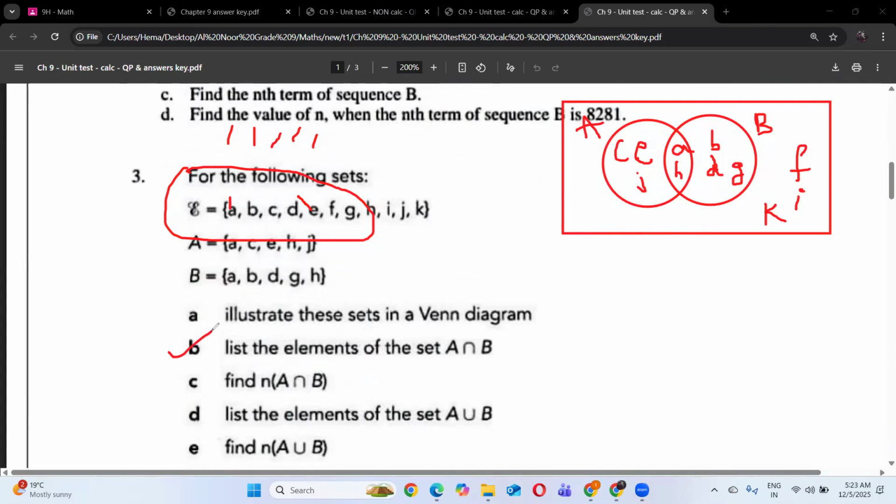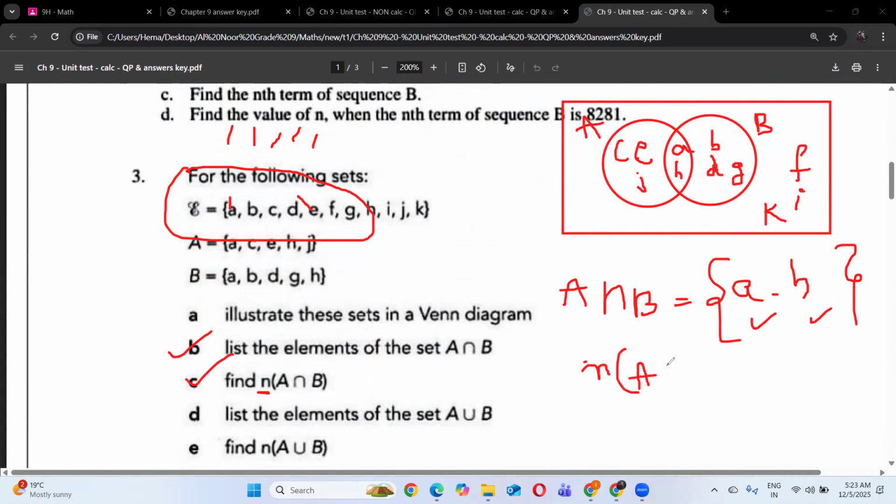Next, B. List the elements of A intersection B. Intersection means what is common. What is common in both of them? A and H. Next, find number. N stands for number. Number of A intersection B. So what is the number? You can see how many? Two, right? One and two. So number of A intersection B is equal to just 2.